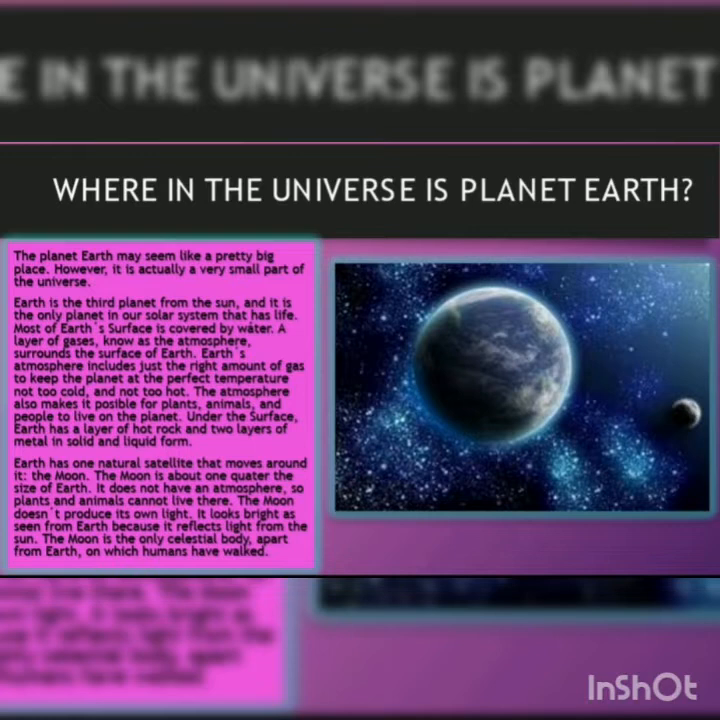Under the surface, Earth has a layer of hot rock and 2 layers of metals in solid and liquid form. Earth has one natural satellite that moves around it, the Moon. The Moon is about 1/4 the size of Earth. It does not have an atmosphere, so plants and animals cannot live there. The Moon doesn't produce its own light. It looks bright as seen from Earth because it reflects light from the Sun. The Moon is the only celestial body apart from Earth on which humans have walked.